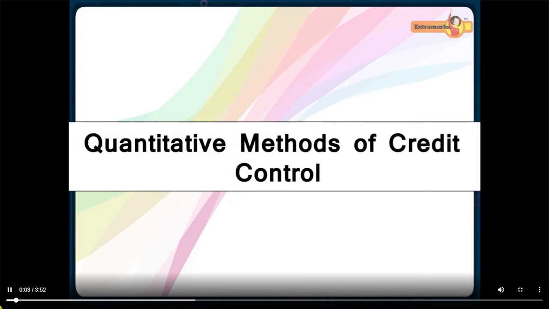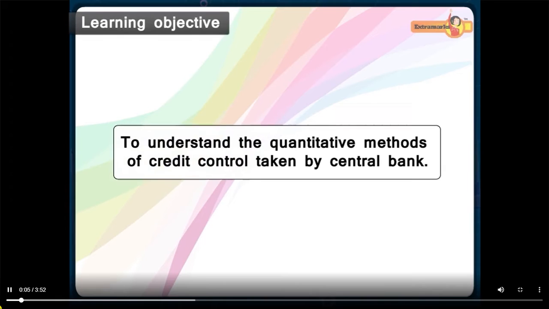Quantitative methods of credit control. The students will be able to understand the quantitative methods of credit control taken by the central bank.